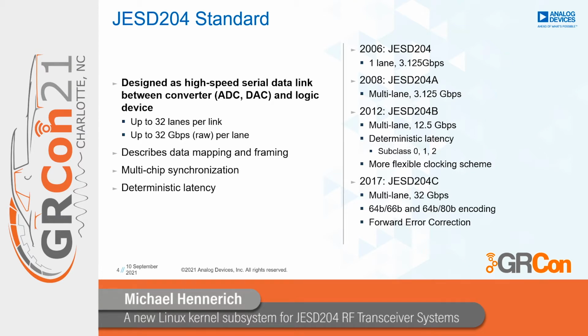The latest iteration of the standard, called JESD204C, was introduced in 2017, which raised the maximum lane rates to 32 gigabits and also had options for more efficient 64B/66B or 64B/80B encodings and provisions for forward error correction.